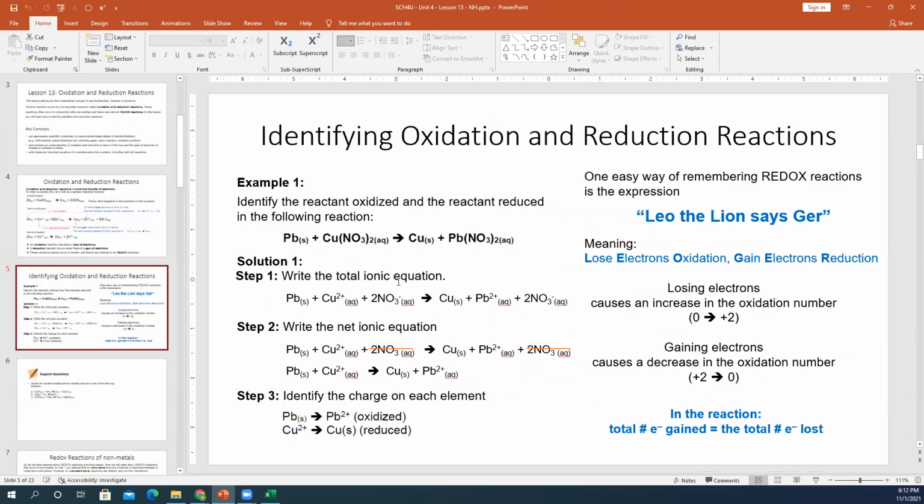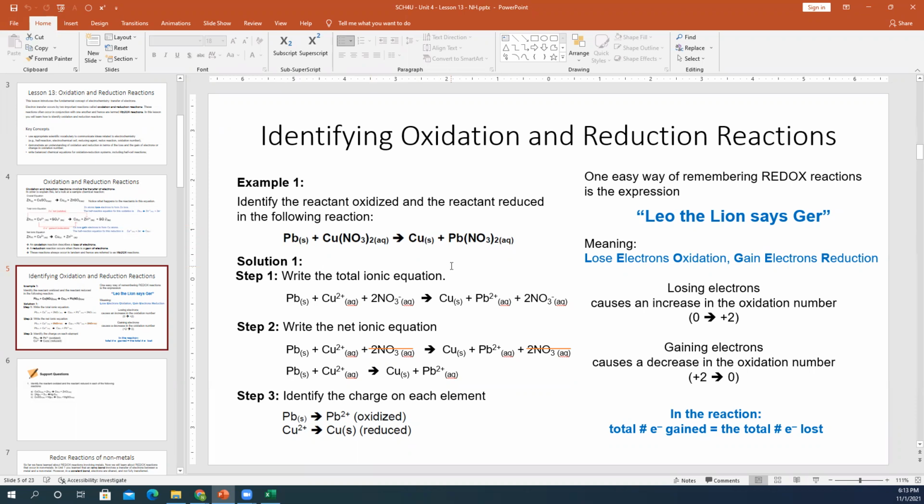Let's look at another example, and here we're going to see how we would identify an oxidation reduction reaction. In this example, the question is to identify the reactant that is oxidized and the reactant that is reduced in this reaction. So here we have lead atom plus copper nitrate goes to copper atom and lead nitrate.